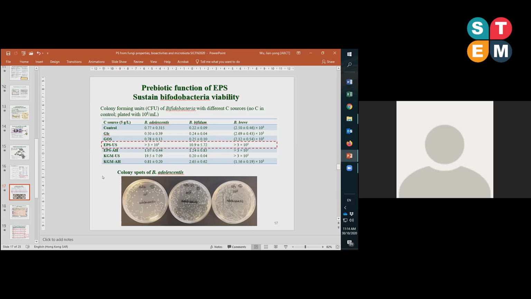For this test, we used different bifidobacteria. We cultured the bacteria for 24 hours. Then we inoculated the bacterial cells on solid culture to test the CFU. So you can see that we tested with different carbon sources. This is what we did. Is that clear?